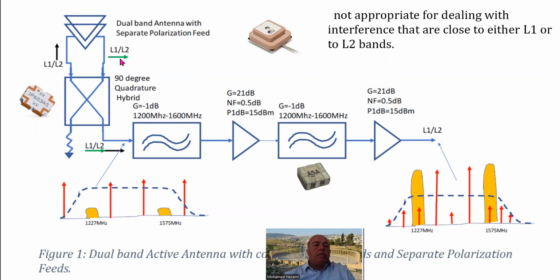So we've got one polarization this way, one polarization this way, and we put them through a 90-degree hybrid, which basically will shift this one by 90 degrees and allow it to be summed with this one, and we get an increase in power.